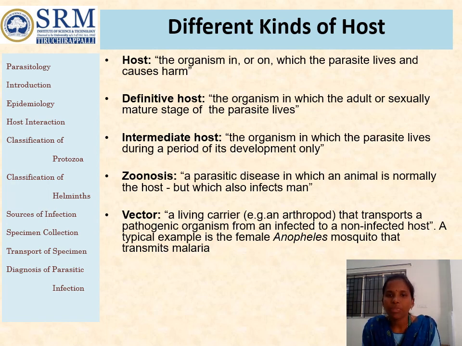What is zoonosis? When a parasitic disease is caused in animals and that animal is considered the host, it's called a zoonotic disease. It includes humans also. Next, vector. That is one type of carrier. A living carrier that transports pathogenic organisms from an infected to a non-infected host is called a vector. A typical example is the Anopheles mosquito, which transmits malarial infection.